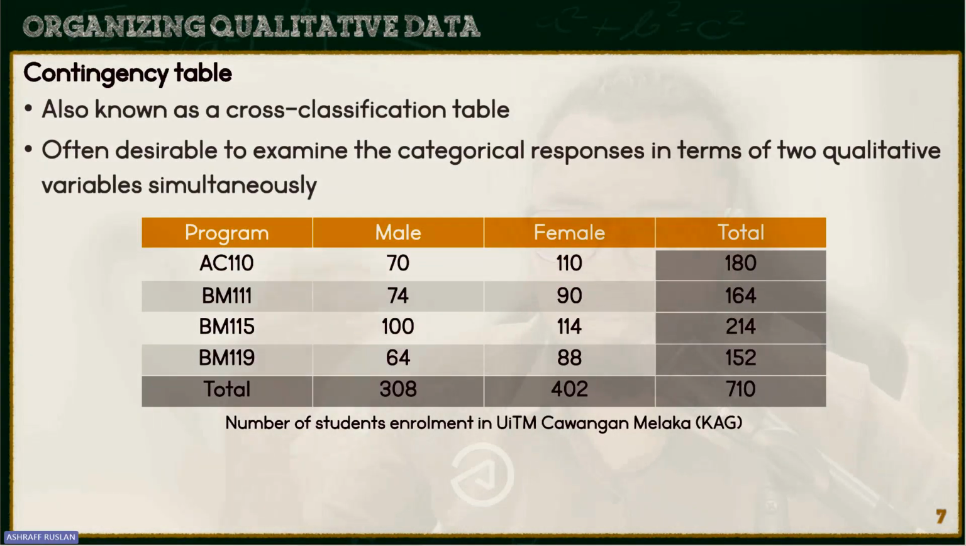Okay, here we have variables of program where we have like 4 category of program, and then we cross with gender of 2 category of gender. So the way we read is that program AC110, okay, the frequency or the number of male is 70, while the female in the AC110 is 110. Okay, so this is very common also, on top of pie chart, which is usually used to represent data. Okay, this one memang sangat-sangat membantulah.